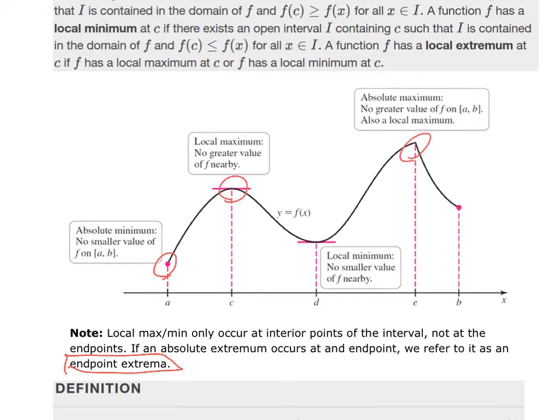I have a local maxima at, or that's E, I guess. Sorry, that's E. This one is E. So I have an absolute maxima at E, a local maxima at C, a local minima at D, and then nothing happening at B, because my locals can only happen on the interior points.